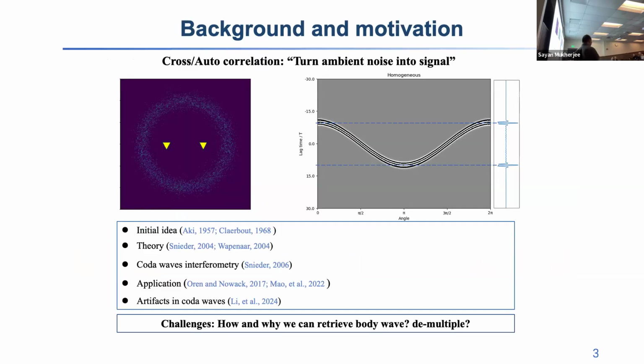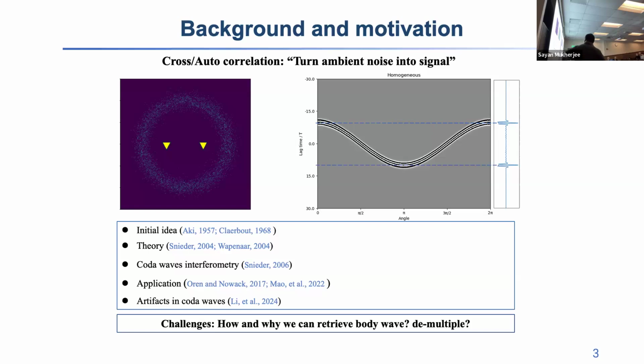As Yanni just said, the basic idea of seismic interferometry is to use cross-correlation or autocorrelation to turn ambient noise into signals. This initial idea was proposed almost 70 years ago by Aki and Claerbout. Then some theoretical derivations were given, and the method developed from the primary wave to coda wave interferometry. There are lots of applications for this, like imaging or monitoring subsurface velocity change over time.